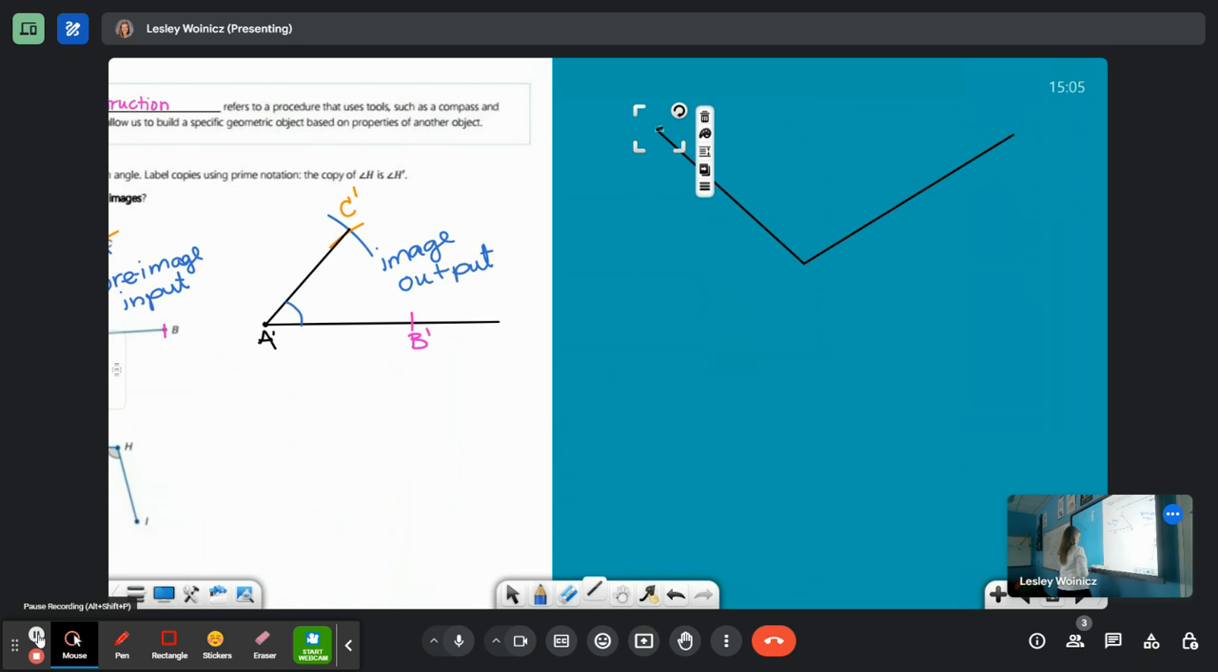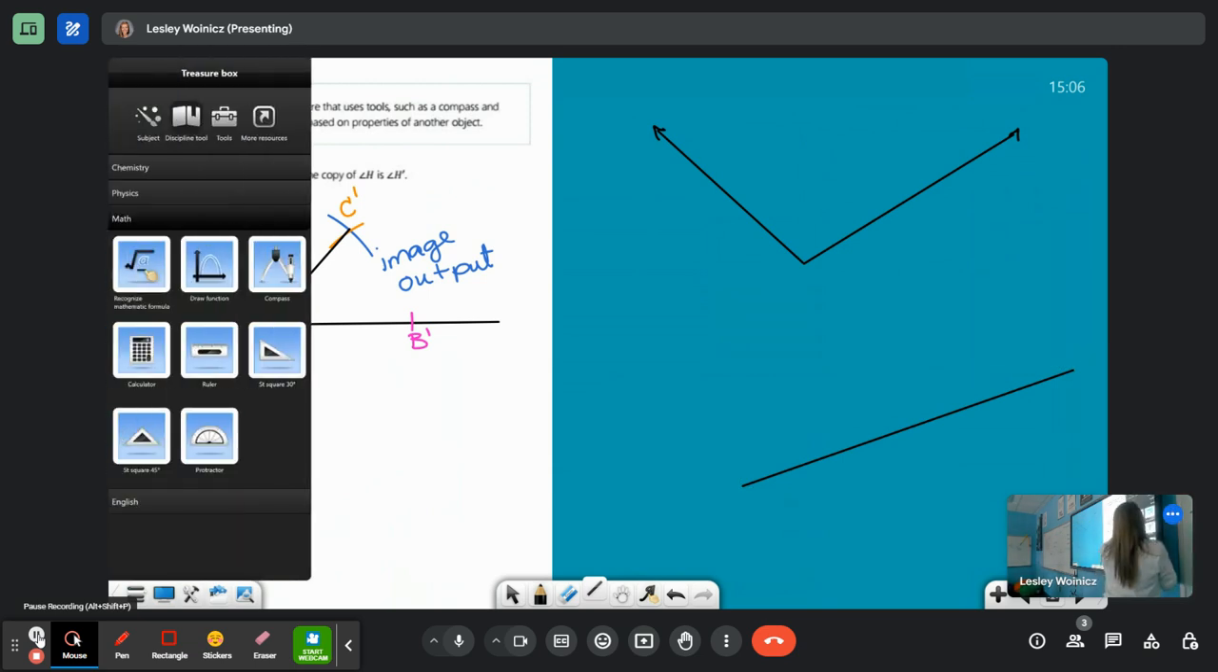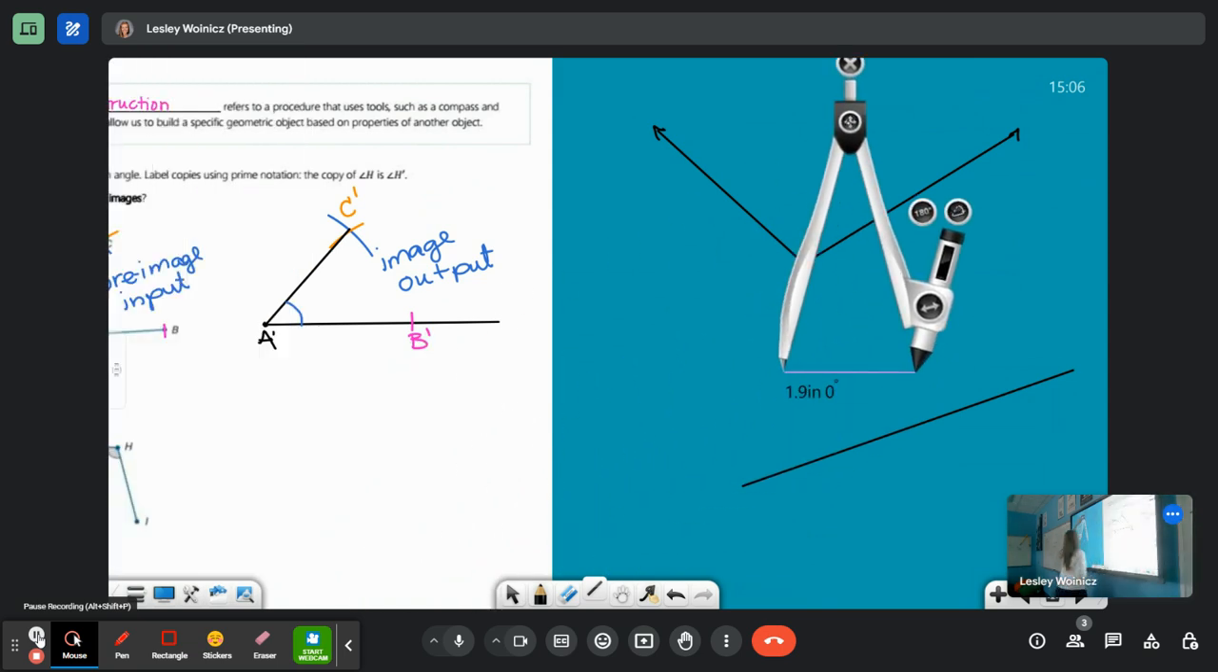So I'm going to give this little arrows. So I don't have any points. Oh, shoot. Okay, so we need a target auxiliary line on which to copy. Okay, I need my compass. Oh, shoot.